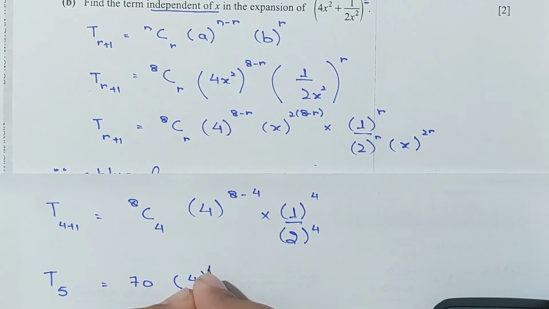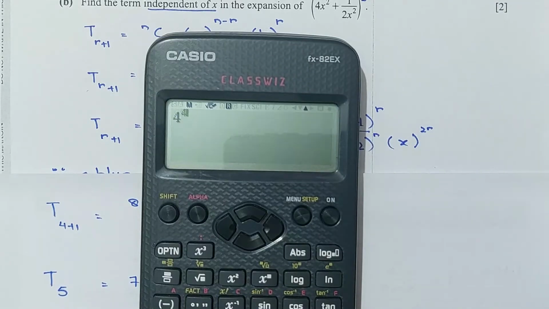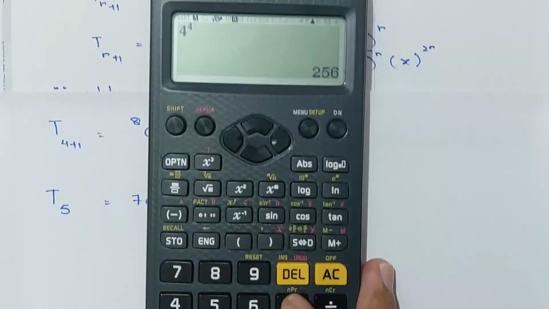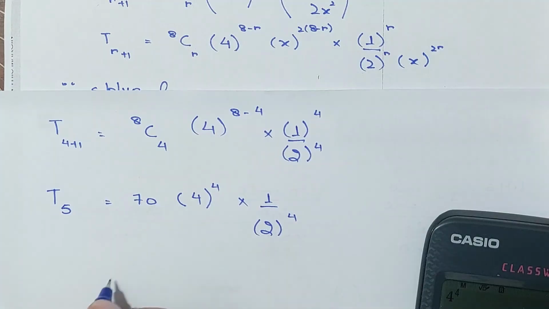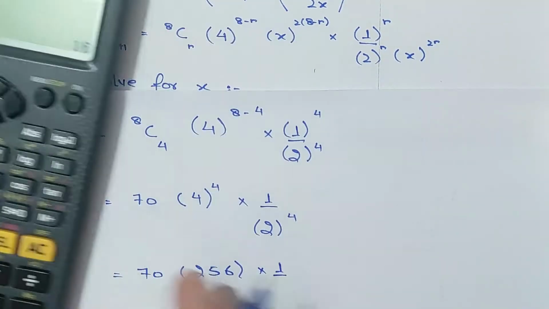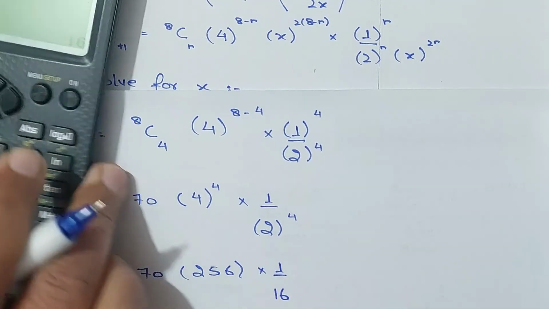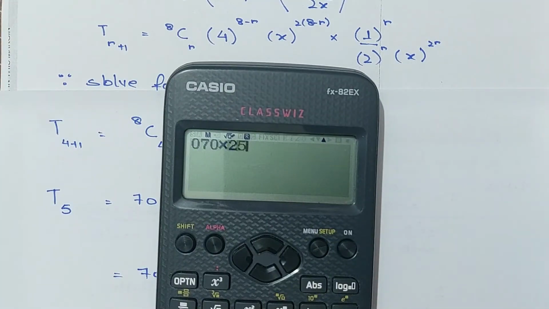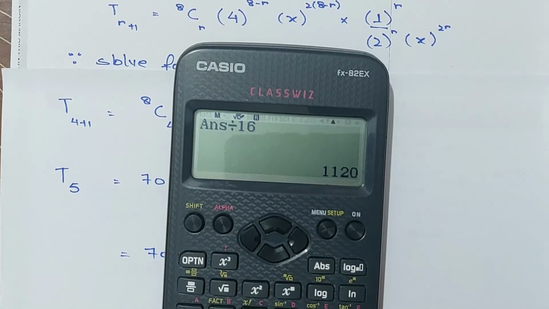4 to the power 4, 1 to the power 4 is 1 and 2 to the power 4 as well. Okay, 4 to the power 4 is 256. Here we have 70. 256 times 1 over 2 to the power 4 is 16. Okay, 70 times 256 divided by 16 is 1120.